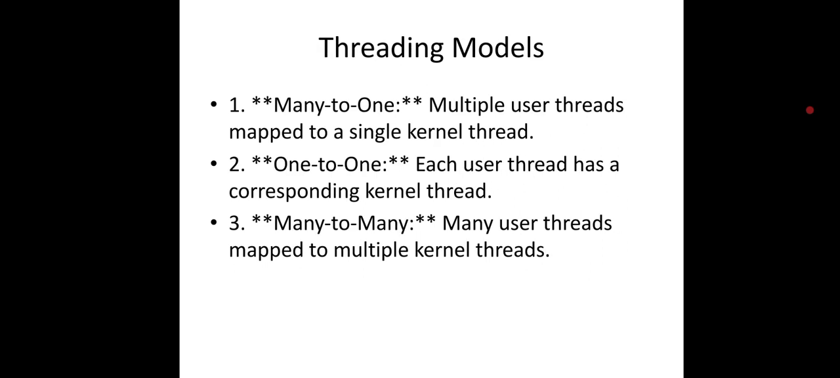Threading models: many to one, one to one, many to many. In many to one, multiple user threads are mapped to a single kernel thread. One to one, each user thread has a corresponding kernel thread. And in many to many, many user threads are mapped to multiple kernel threads.